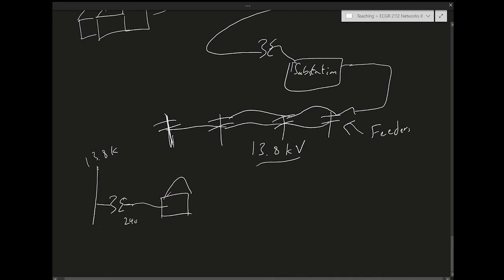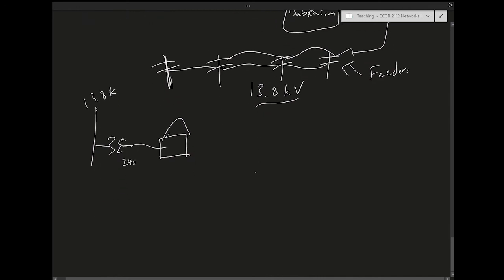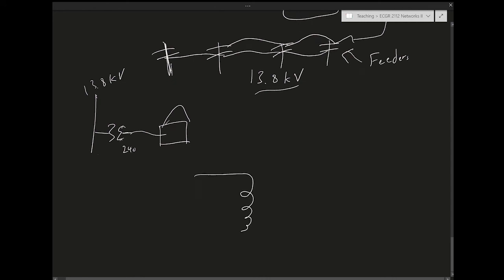Right, where does the 120 come from? Well, the 120 comes from the secondary of this transformer that goes from 13.8 kilovolts to 240 volts. It's what's called a split phase transformer. So the transformer actually looks like this, if we want to draw it schematically.